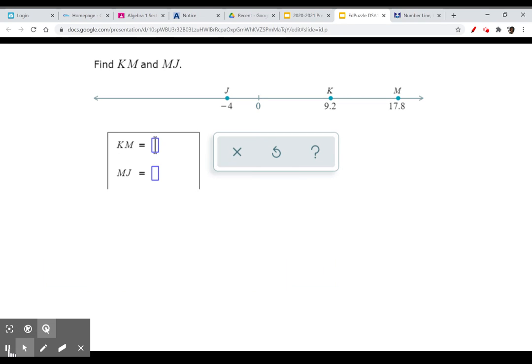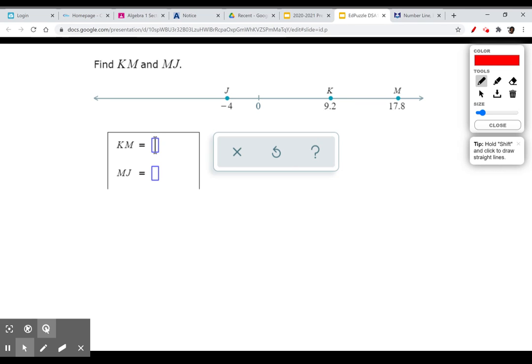Okay, here we are told to find KM and MJ. So we're going to find the length of KM and the length of MJ. So for KM, that's this segment here. So to find this distance, the most obvious way is to just subtract 9.2 from 17.8, and see what the distance in between these 2 points is.